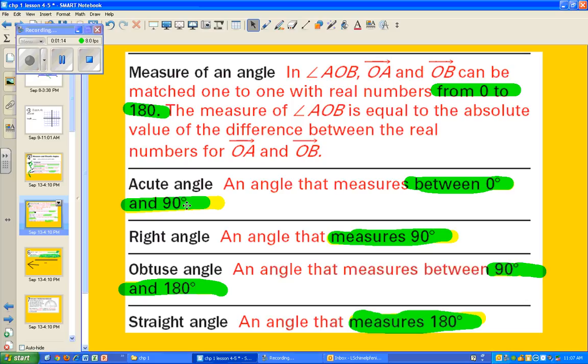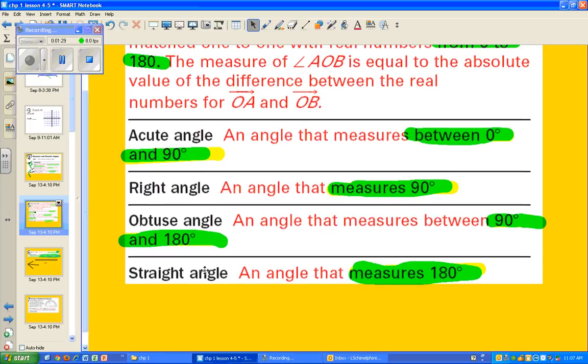Acute angle, and most of you got this right on your vocab, very good. It's between 0 and 90. Right angle measures 90 degrees. Obtuse angle is between 90 and 180. And a straight angle, I was a little surprised that more of you didn't get that right on your vocab, but it just measures 180, okay? Or it's just a line.